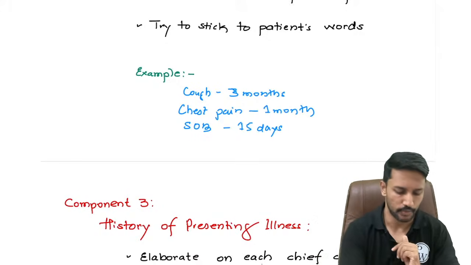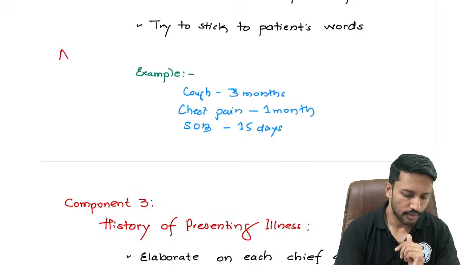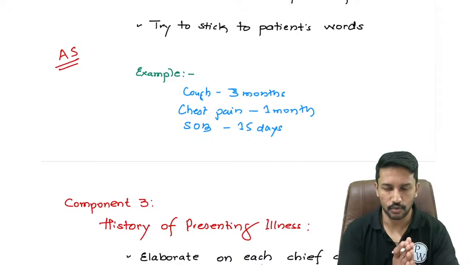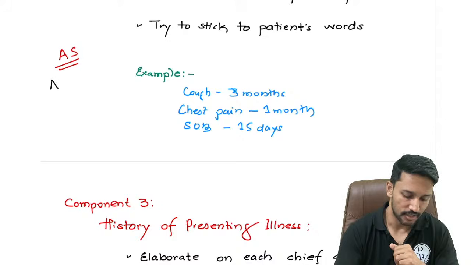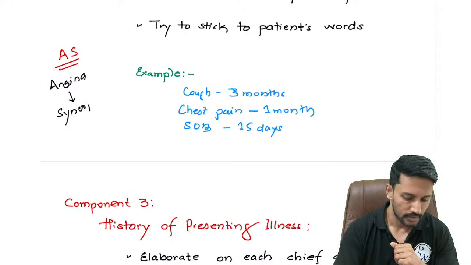Just to give you another example, there is something called aortic stenosis, AS. The first symptom that we generally notice in aortic stenosis patients is angina. A few years later, they start getting episodes of syncope. A few years later, they start noticing shortness of breath or dyspnea.